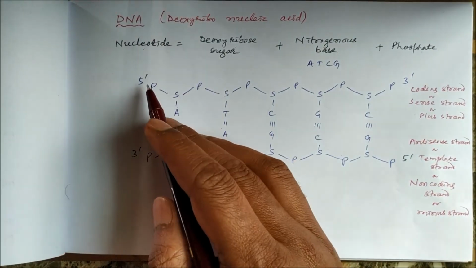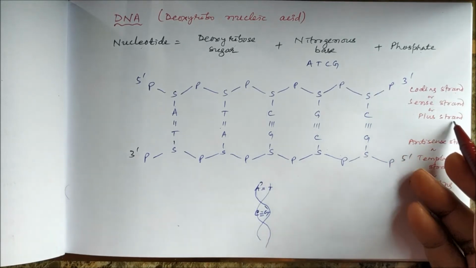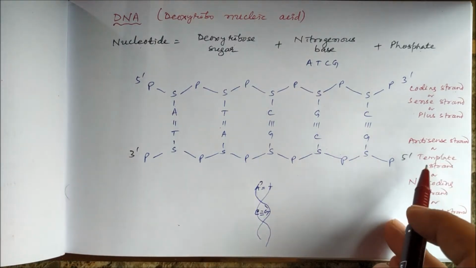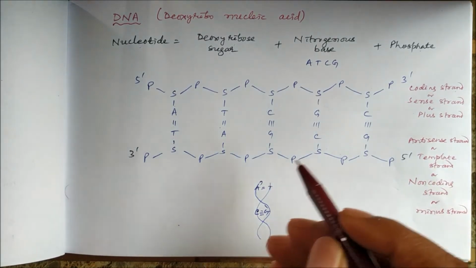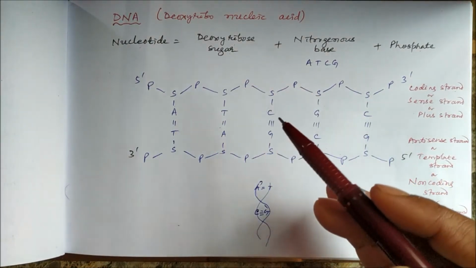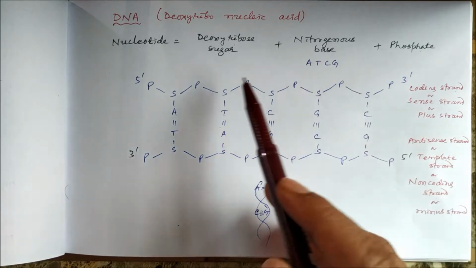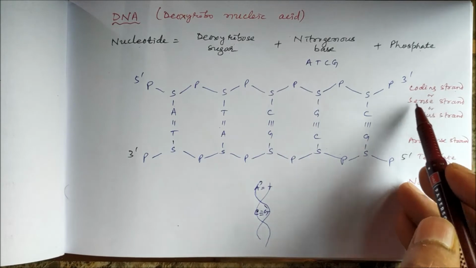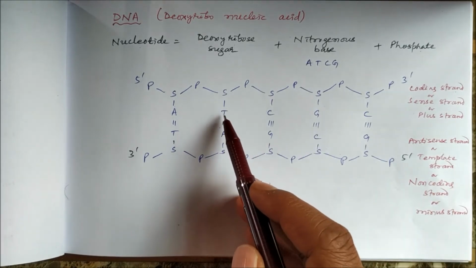The strand with 5' to 3' direction is called the sense strand or coding strand or plus strand, and the strand from 3' to 5' is called the antisense strand or template strand or non-coding strand or the minor strand. And why do we call it the sense strand? Because this DNA will encode the messenger RNA, and that messenger RNA will have the same base sequence as this sense strand. Only the thing is, instead of thymine, the messenger RNA will have uracil.